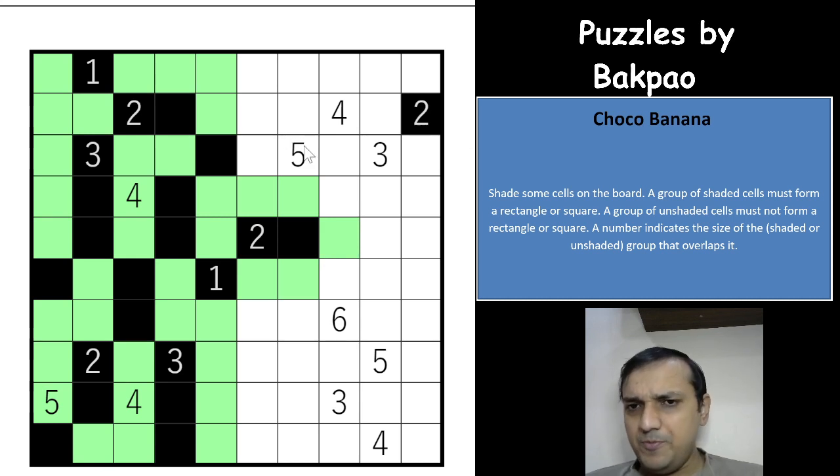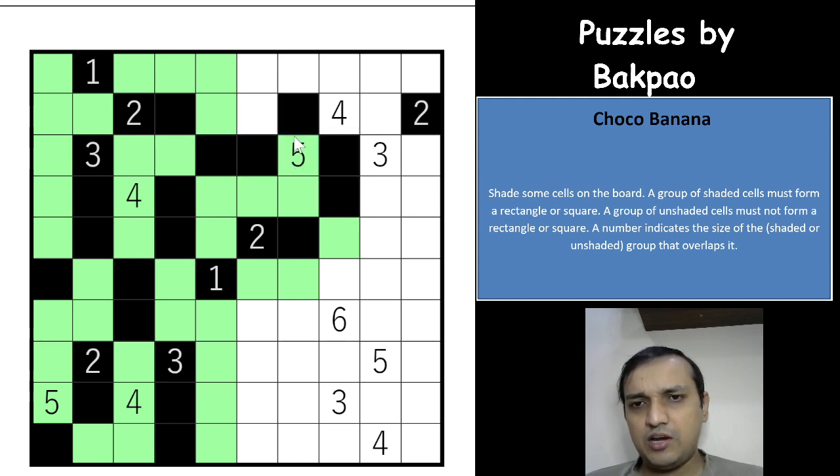Can 5 be a square or a rectangle? Of course, square is not possible, it is only a rectangle. But can you form a rectangle with a 5 now? Not possible, right? You don't have enough space for the rectangle to be formed. So this would have to be unshaded, and then you already have 5 fulfilled here. This is unshaded, this is unshaded. Can 3 be shaded? Of course not possible, this would have to be unshaded.